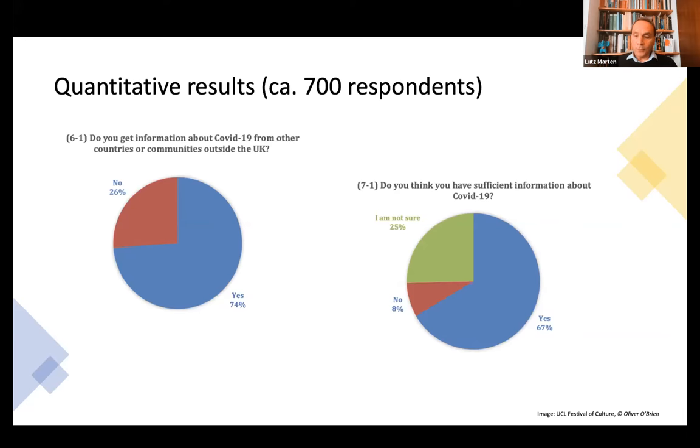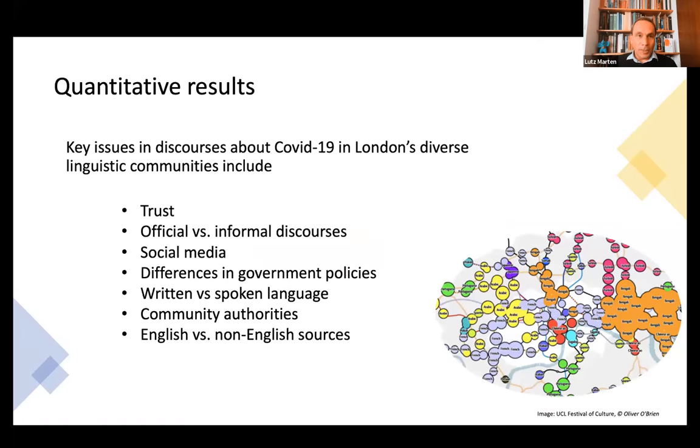And briefly, before I hand over or get kicked out, I'll give you a snapshot of the qualitative results. Sorry, that should be qualitative. So this is from our focus groups. Key issues and discourses about COVID-19 in London's diverse language communities include questions of trust. That was really a very strong signature message we got.